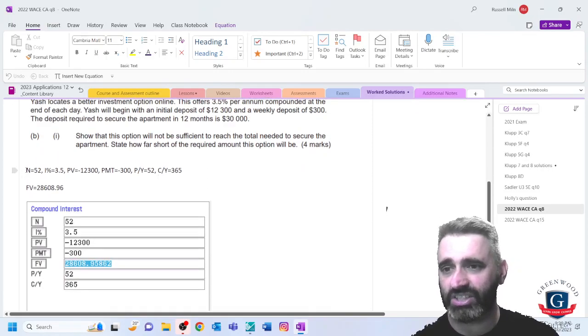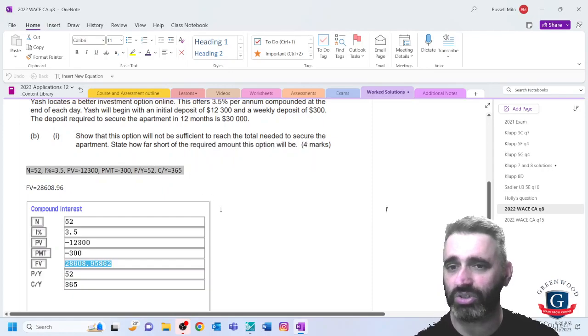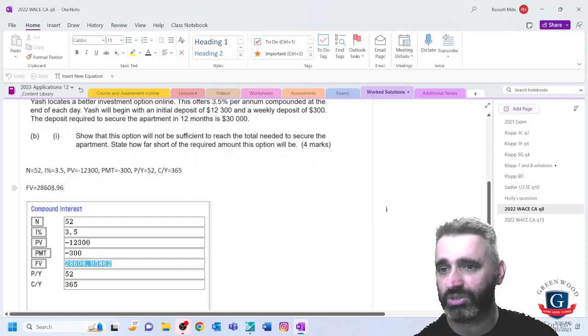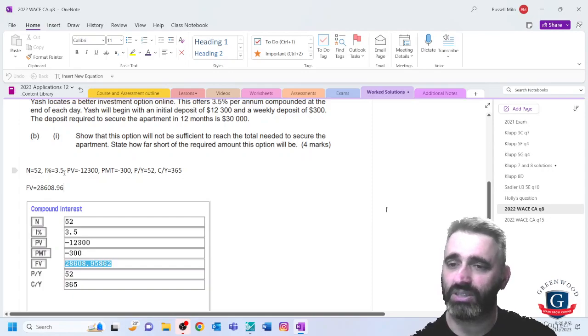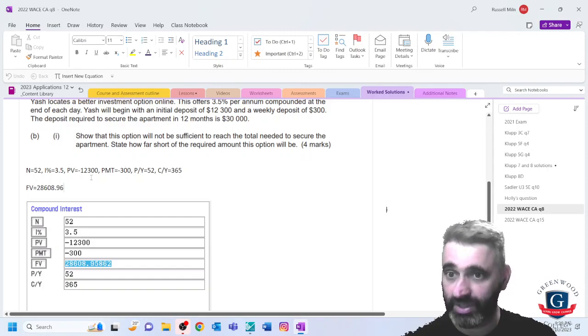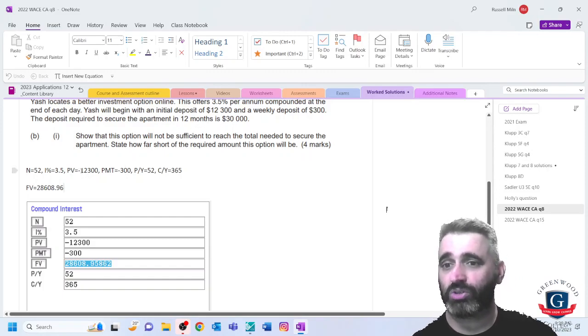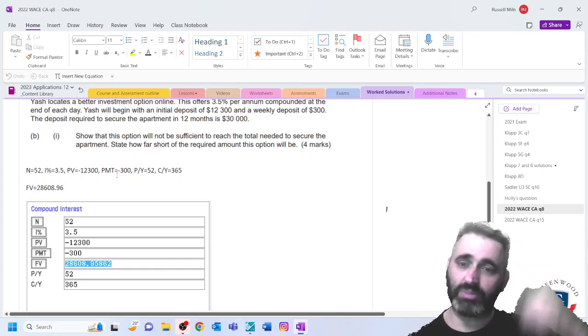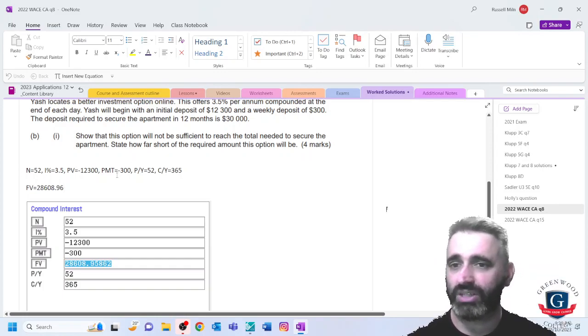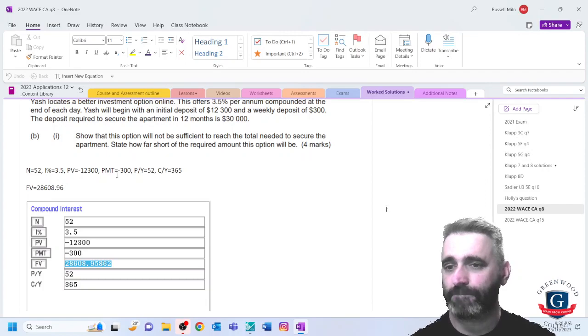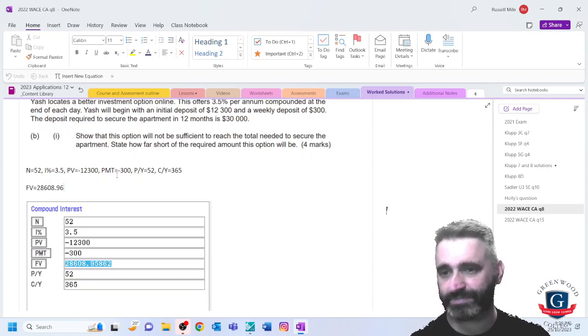In the answer key, it actually lists these things as what it's looking for to get the mark, so probably do that. N equals 52, I% equals 3.5. Remember to put in the per annum figure. Don't divide it by 365. Present value is negative 12,300. Don't forget the negative. And the payment in this case is negative 300. If you were being given $300 every week, then it would be positive, but since we're putting the money in, it will be negative.